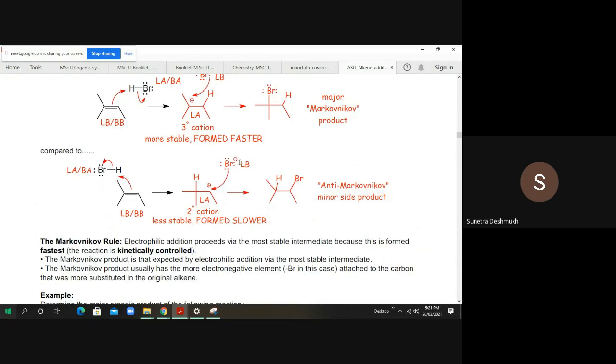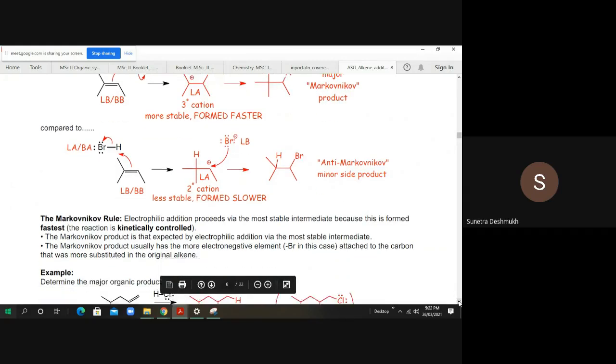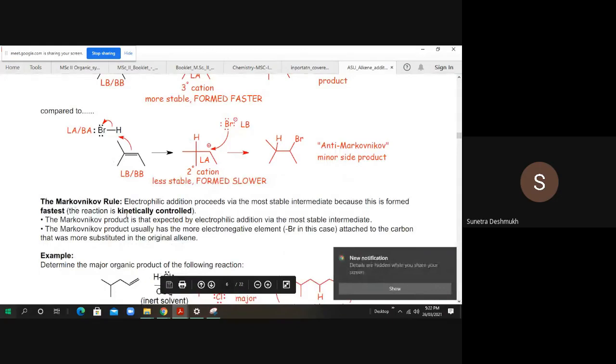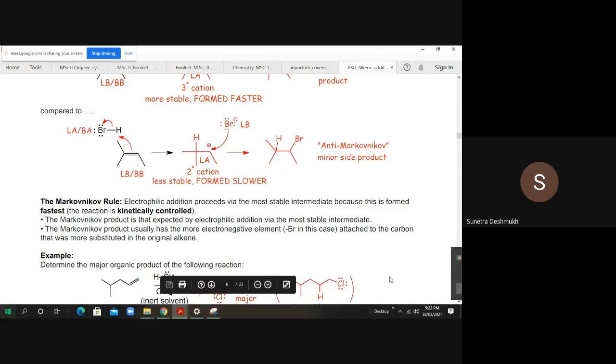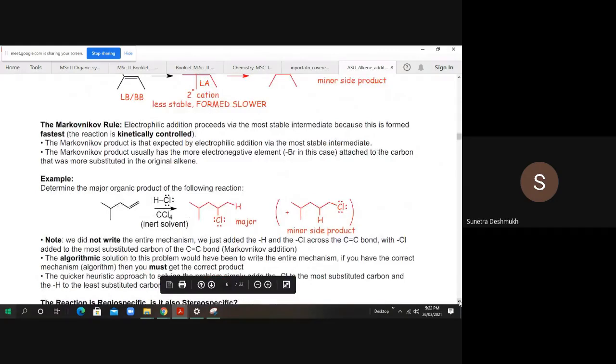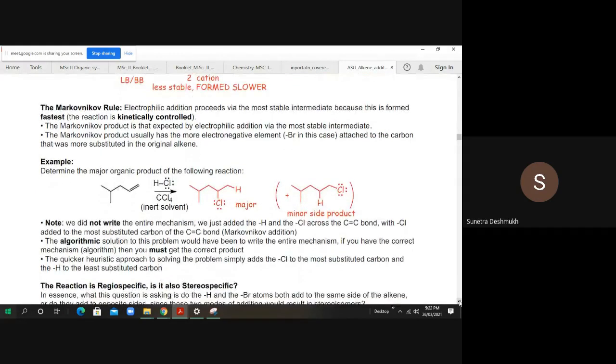So Br minus now acts as a Lewis base, and the carbocation acts as a Lewis acid. Here I have written everything: Lewis base, Lewis acid. Initially the carbon-carbon double bond acts as a Lewis base and HBr acts as a Lewis acid. So the Lewis acid is attacked by this Br minus to give the anti-Markovnikov side product. The Markovnikov rule: what Markovnikov product do we expect, and what anti-Markovnikov product do we expect, given that bromine has higher electronegativity and how it gets attached.